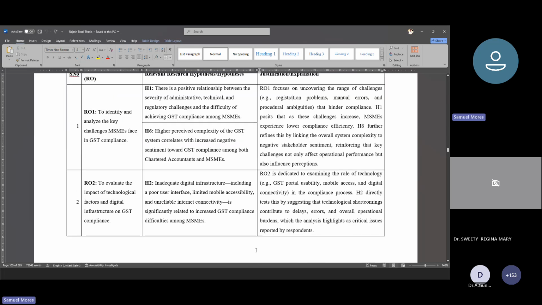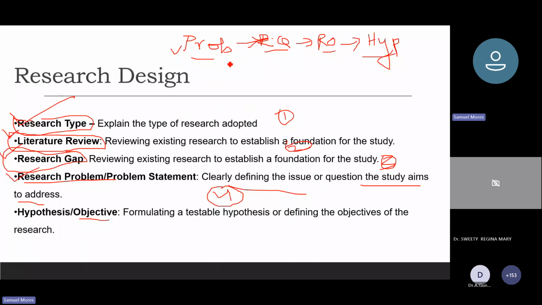And this is how the flow should be. From the problem, questions should be framed. From the questions, objectives should be framed. From the objectives, the hypothesis should be framed. And the systematic mapping has to be presented in the research design. There should be a consistent flow. Okay, how the questions are relevant to objectives, or how the objectives are relevant to questions, how the questions are relevant to the problem statement, how the hypotheses are connected to objectives. This has to be clearly defined in the research design.